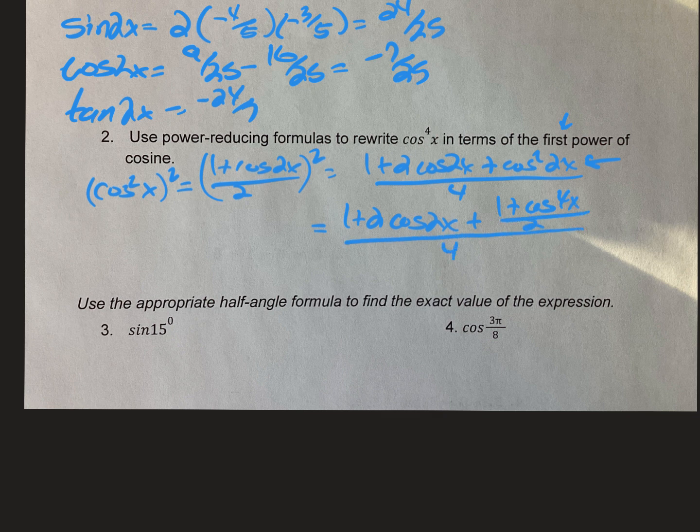You need to make the fraction go away in the numerator, so I'm going to multiply the whole top and the whole bottom by 2. Over here on the left, it's going to be 2 plus 4 cosine 2x. And what happens here is those 2s cancel, so I get 1 plus cosine 4x. It just gets rid of the fraction. On the bottom, 2 times 4 is 8.